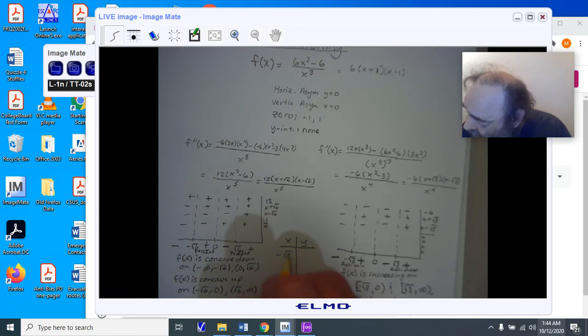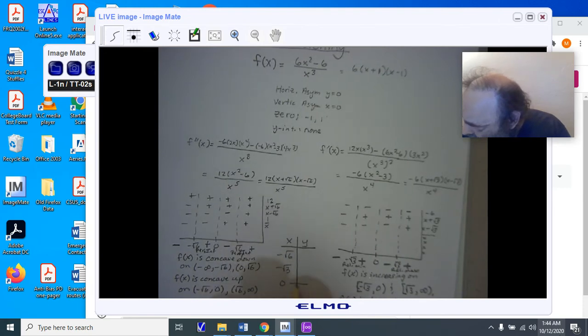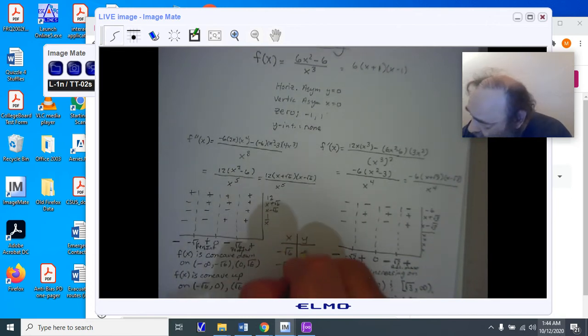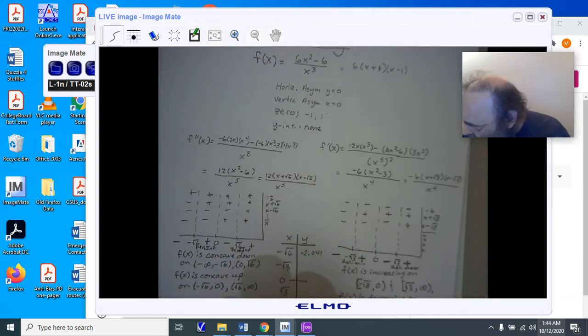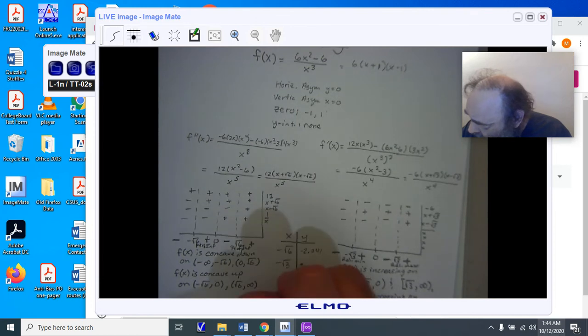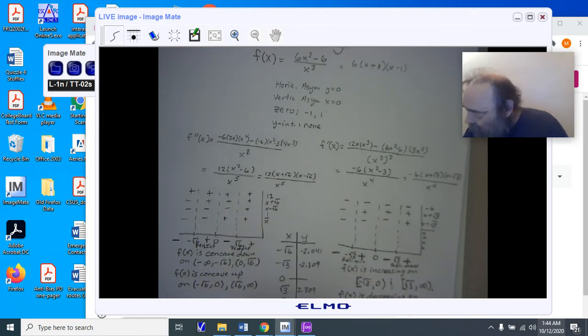So I've got negative root 6, negative root 3. The asymptote is right here at 0. We have root 3 and root 6. When we plug them in, we get negative 2.041. That makes this the mirrored image, 2.041. And this is 2.309. Therefore, negative 2.309. And now we're ready to start graphing this.